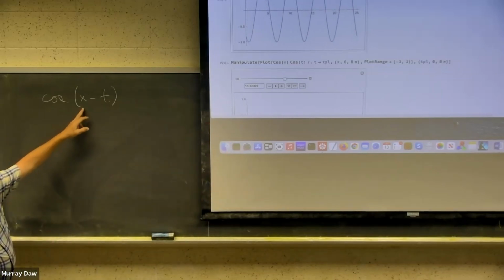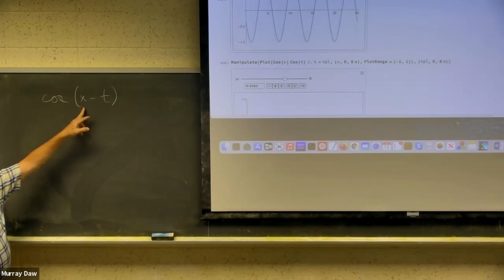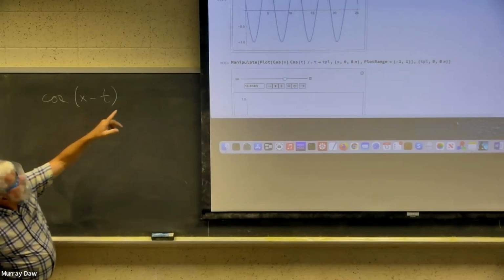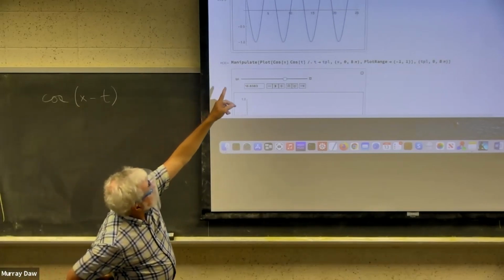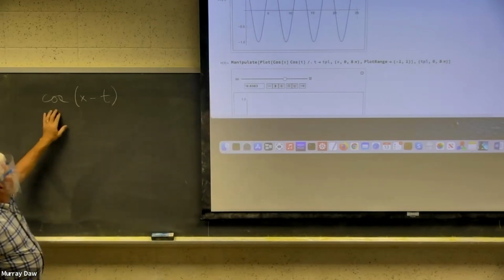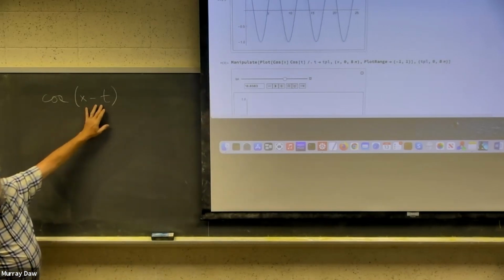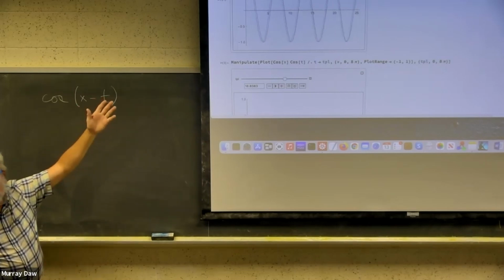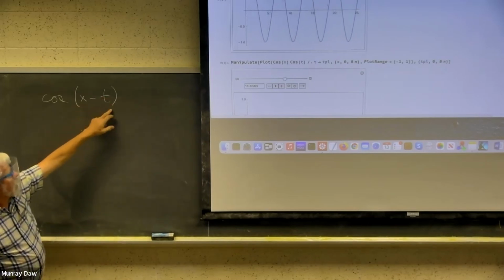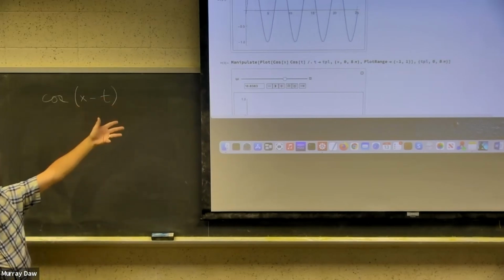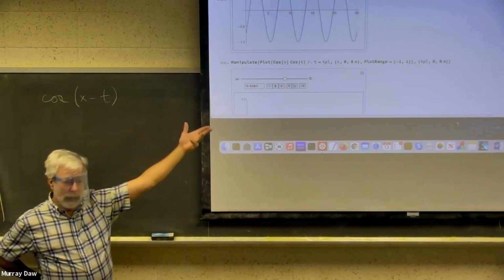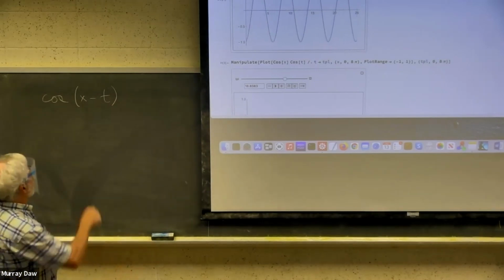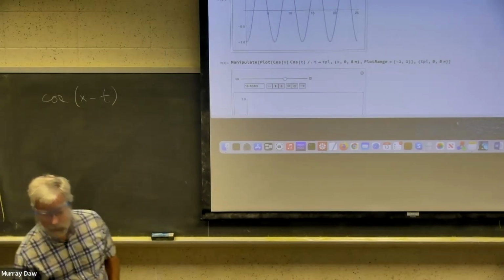And you can see that the propagation ought to be to the right here, because if I pick a local maximum, that occurs, for example, where the cosine has argument 0. For example, that would be one of the maxima. So x minus t is equal to 0, so x is just proportional to time. So it should just slide to the right. And if we flip the sign here, then it would do the opposite.